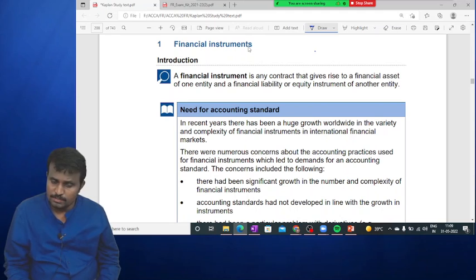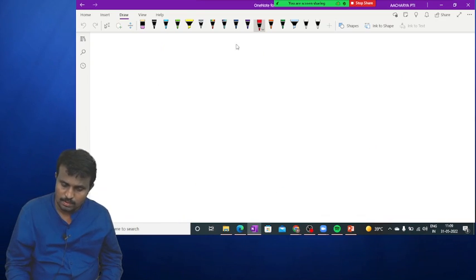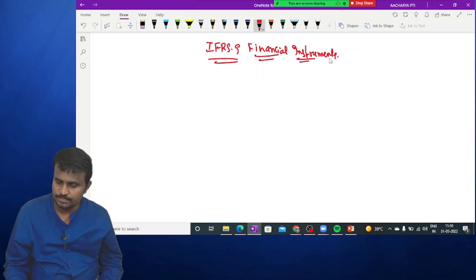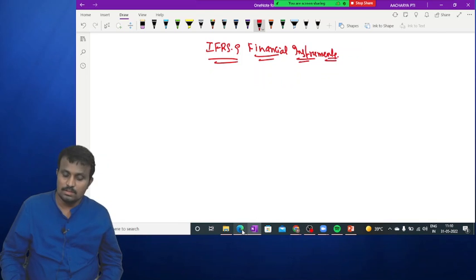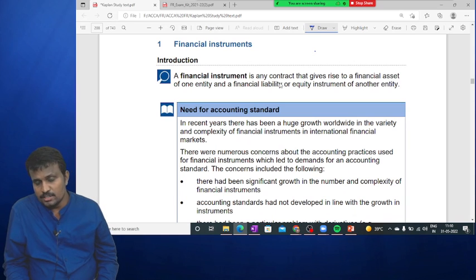So, coming to the next one, IFRS 9, financial instruments. Financial instruments. So, generally, a financial instrument is nothing but any contract.